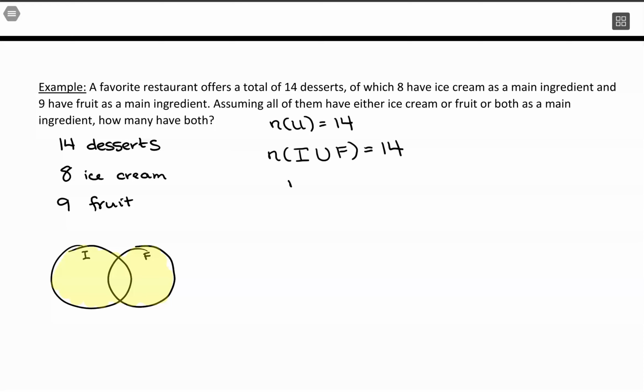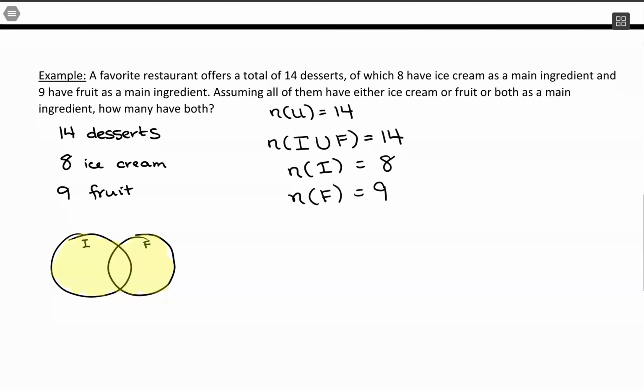Then they tell us the cardinality for the ice cream group. There are 8 desserts with ice cream. And then for fruit, there were 9 desserts that have fruit. And what I want to do is figure out how many have both. Basically, what's the cardinality of that intersection there? So I want to find the cardinality for the intersection of ice cream and fruit.